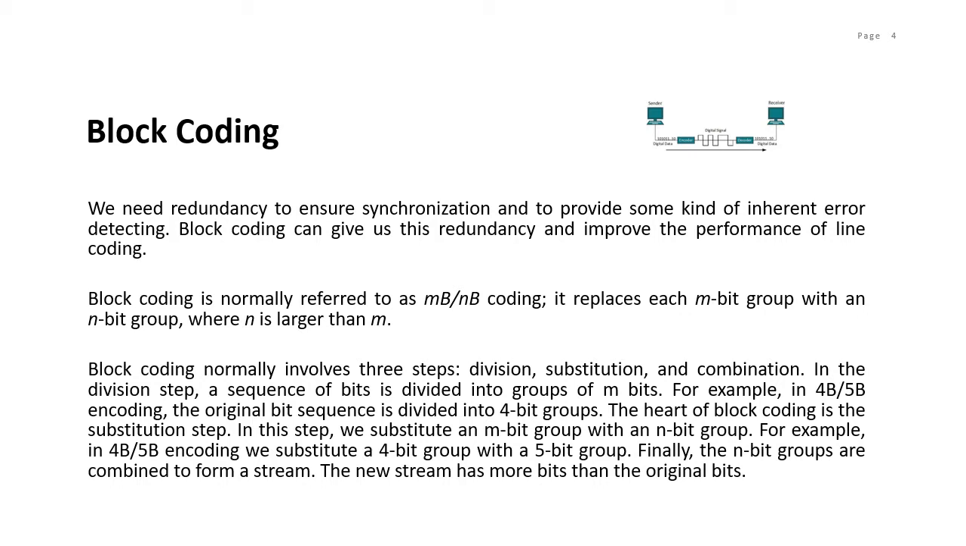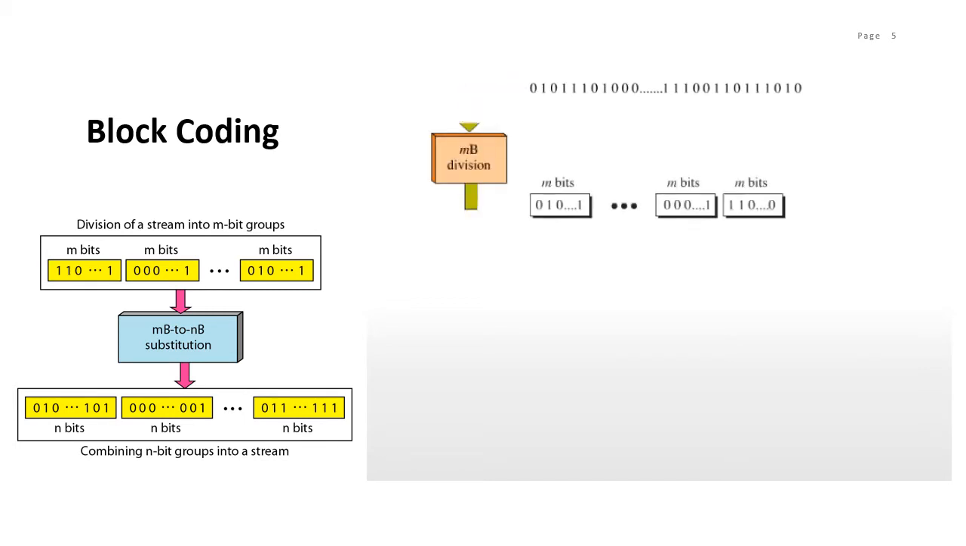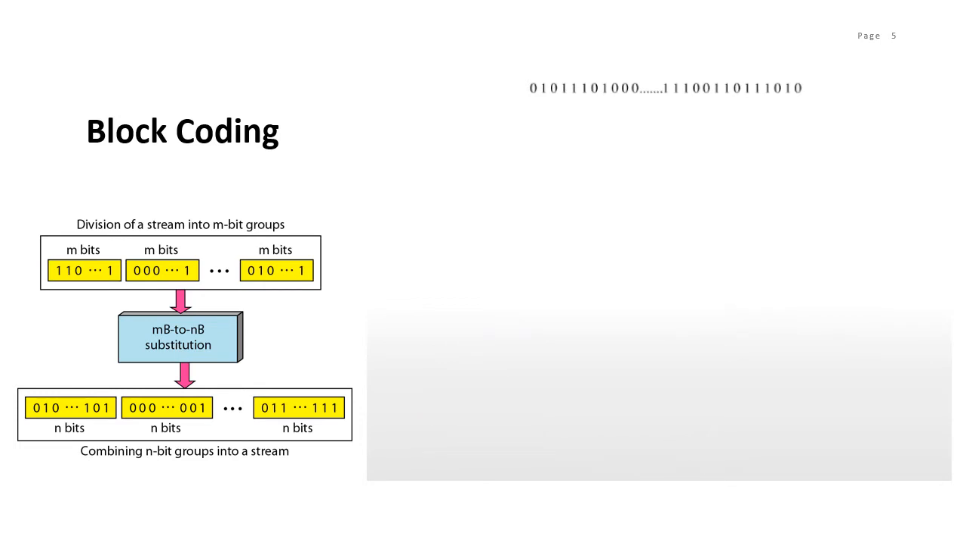The new stream has more bits than the original bits, as you can see in the next figure on the left, the flow of block coding where we have division, then substitution, and then combination. I have a video here for you to watch where we have the original bit sequence divided into m-bit groups, then substituted with n-bit groups, and finally combined to form a stream, and the stream has more bits than the original bits.